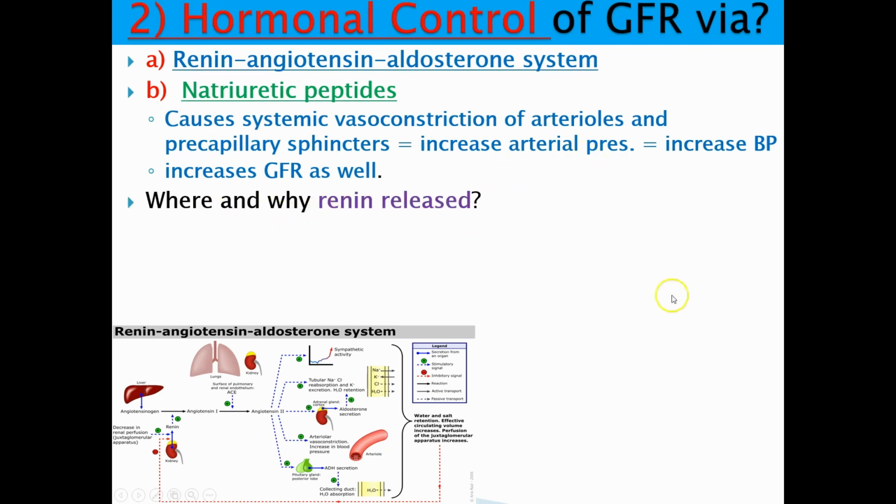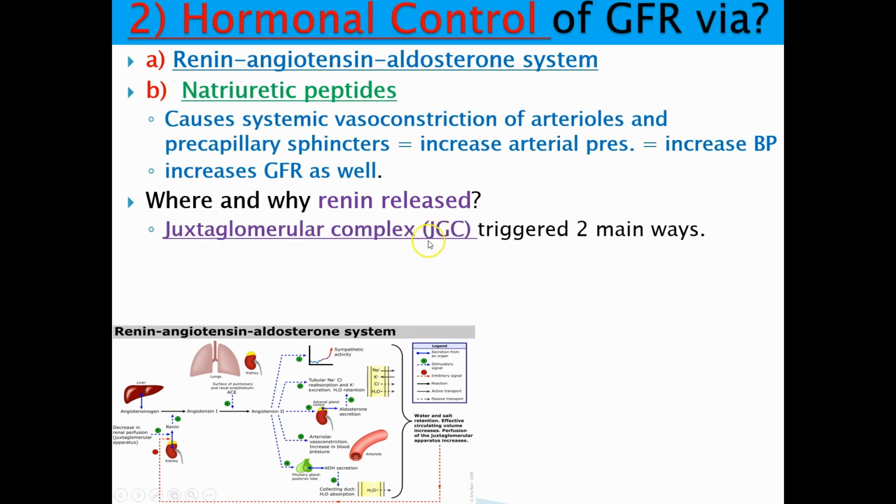Where and why is renin released? You should know the specific thing that releases renin. It's no longer acceptable just to say the kidney. What part of the kidney releases this renin? Hopefully you remember renin is released by the juxtaglomerular complex. That's how I will list it on the exam. Remember, this consists of the macula densa, which you need to remember is part of the DCT, and then the juxtaglomerular cells, which are part of the afferent arteriole.